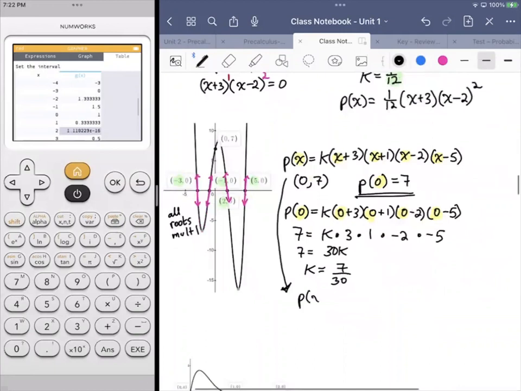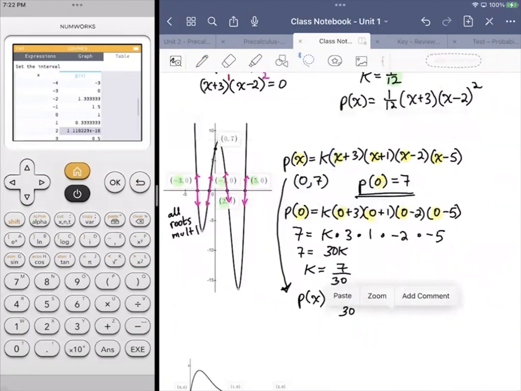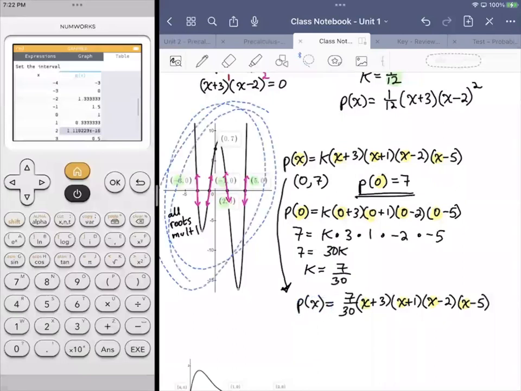So P of x is equal to my new k value, new and improved, multiplied by a bunch of factors, the same bunch of factors that came before. And that would be my polynomial function. And that, if you put it into a calculator, would produce this graph.